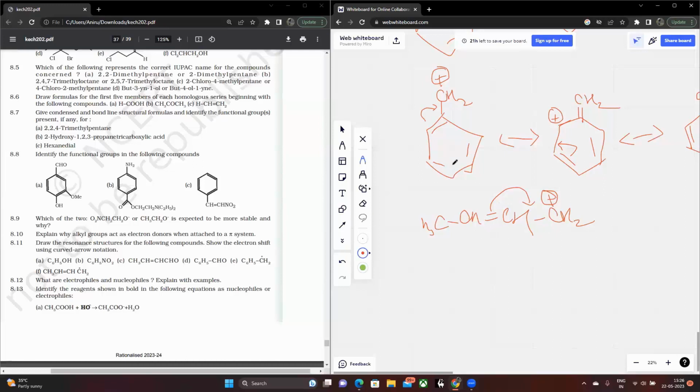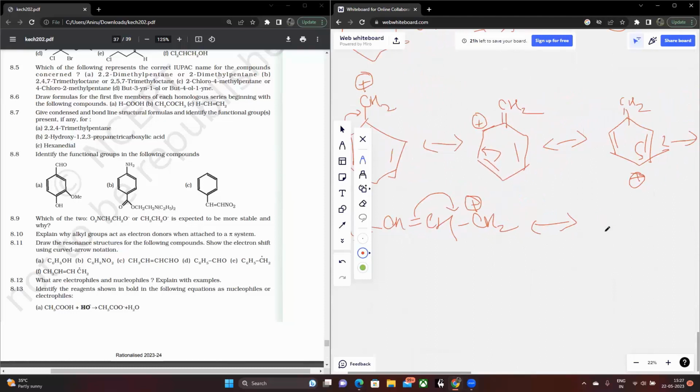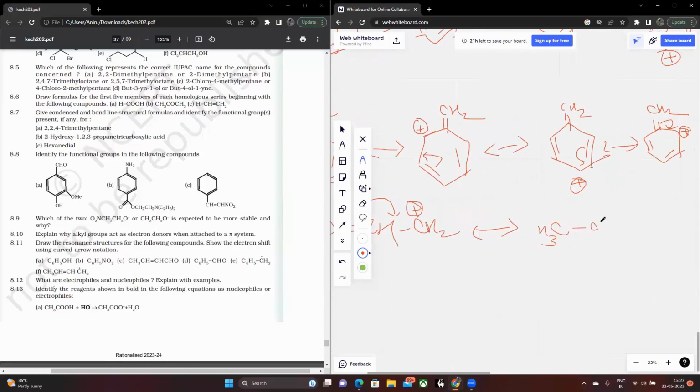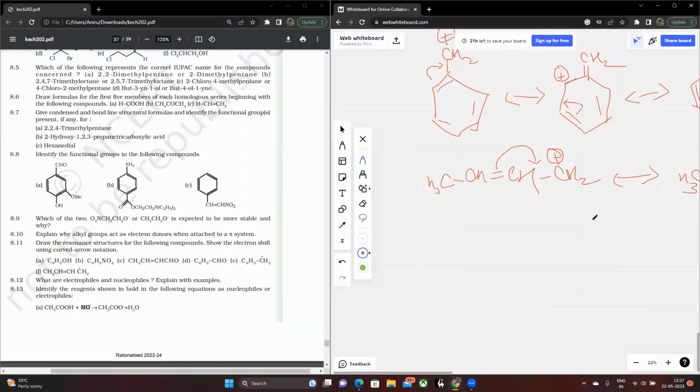And this is your benzyl carbocation or the phenyl methyl carbocation. You can call it the benzyl carbocation because benzyl is the recommended nomenclature, right? So this has your resonance form of CH3CH plus CH=CH2. That's 11 done.